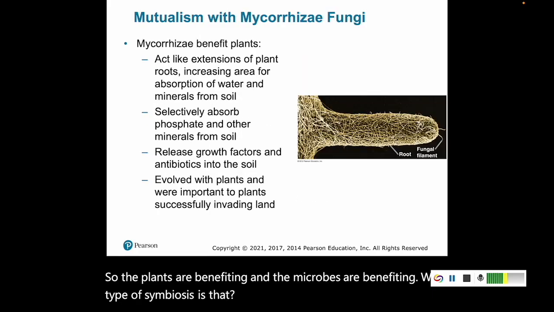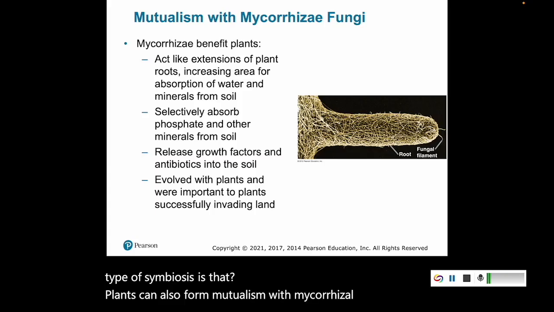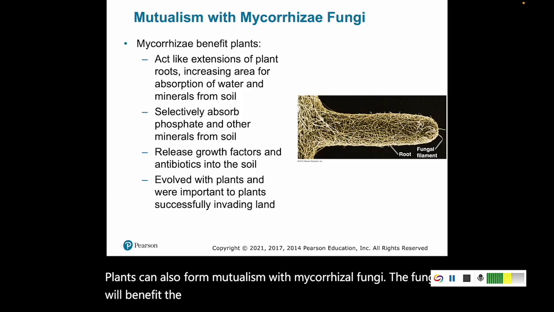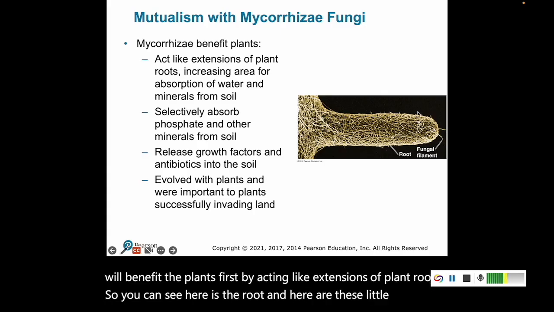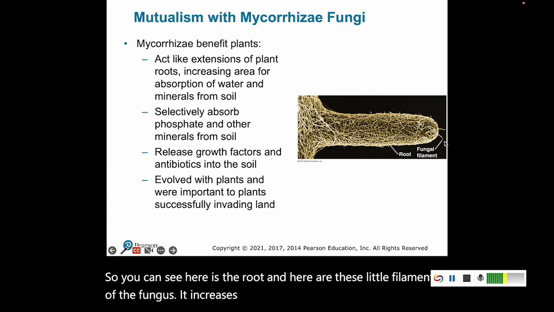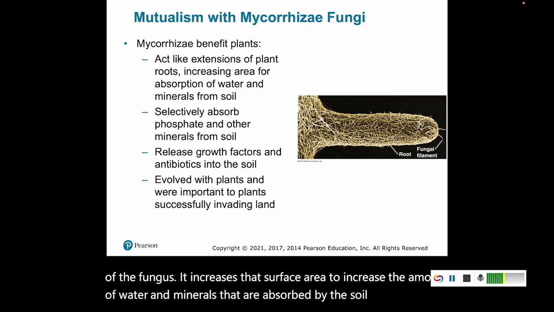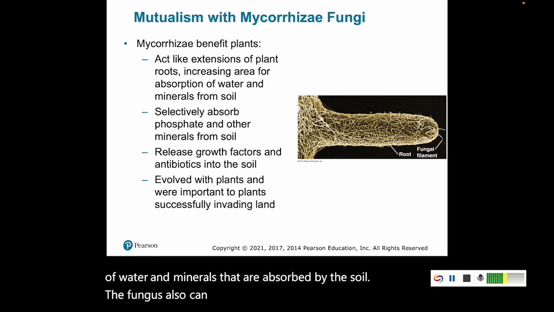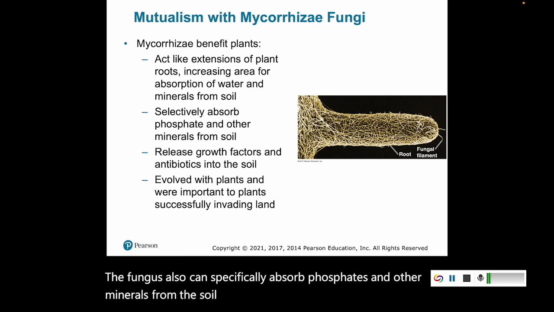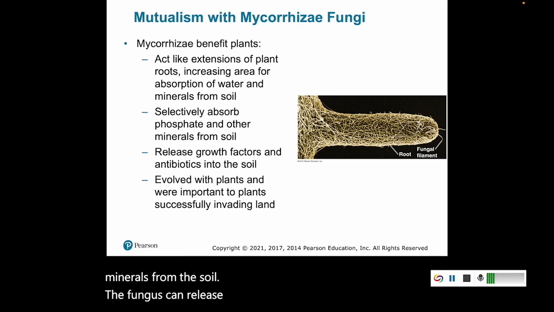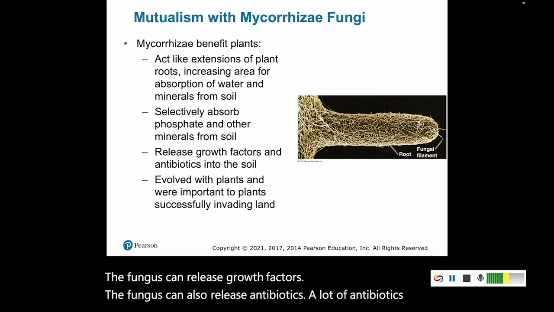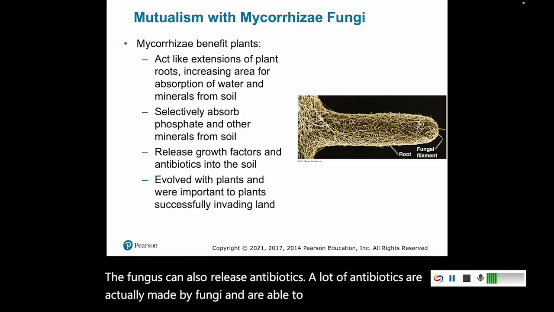Plants can also form mutualism with mycorrhizal fungi. The fungi will benefit the plants first by acting like extensions of plant roots. So you can see here's the root and here are these little filaments of the fungus. It increases that surface area to increase the amount of water and minerals that are absorbed by the soil. The fungus also can specifically absorb phosphates and other minerals from the soil. The fungus can release growth factors. The fungus can also release antibiotics. A lot of antibiotics are actually made by fungi and are able to protect that plant from being colonized by a pathogenic bacteria.